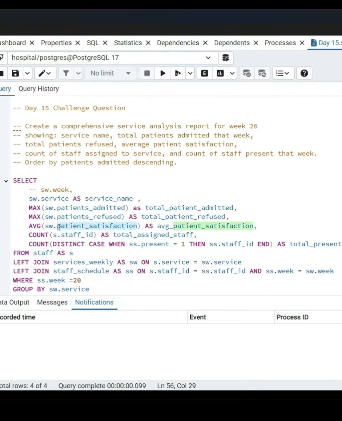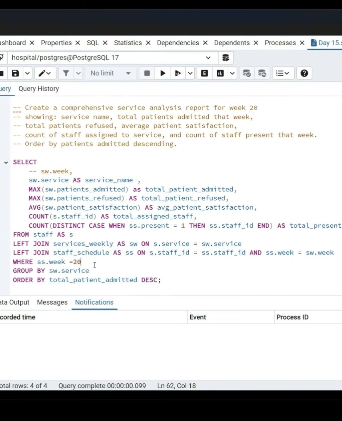In case of patient satisfaction, here also we can use the max function, but in order to have a better understanding, I simply use the average function as average patient satisfaction. And finally, the result of this I have joined with the staff schedule table, because we want to know whether that staff is present in that particular week. That information is present in the staff schedule, and I've joined on the staff ID and the week column. And I simply filter the data for a particular week, week 20.